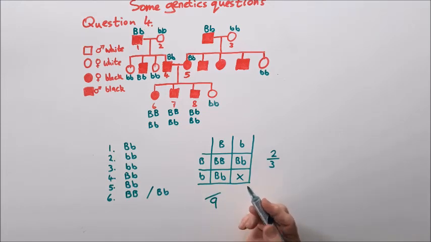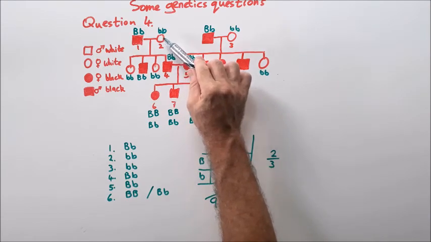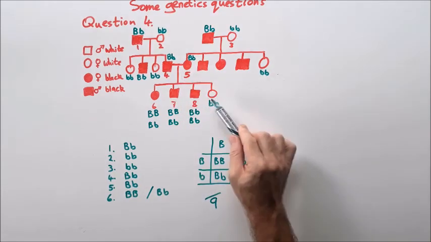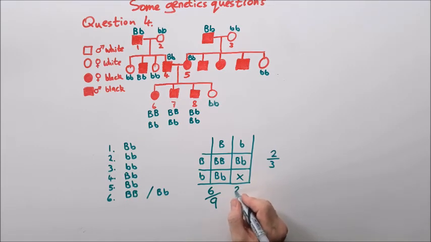And how many of those would be homozygous for white coats? So let's count the homozygous white females. 1, 2, 3, 4, 5, 6. So it's 6 over 9. But that's not the simplest way to write that. So we can write that 2 over 3. So 2/3 of the females will have homozygous white fur. And that'll be answering the questions.